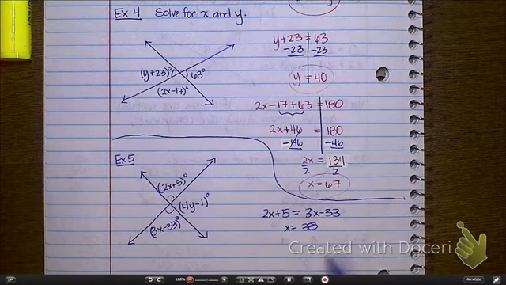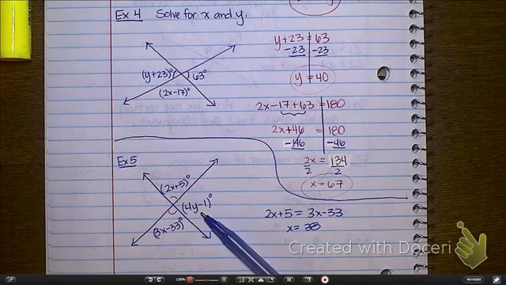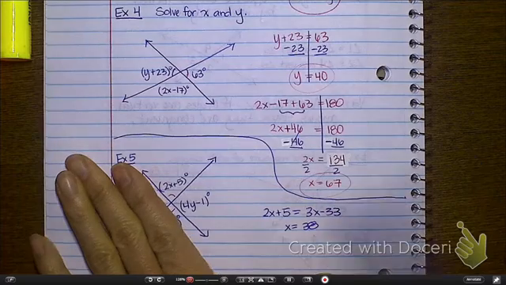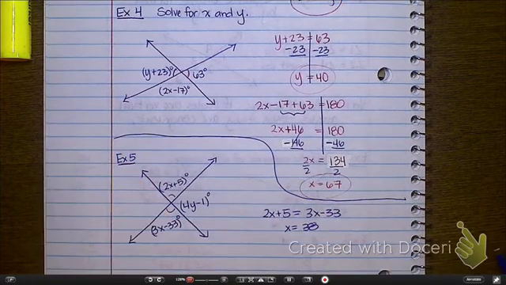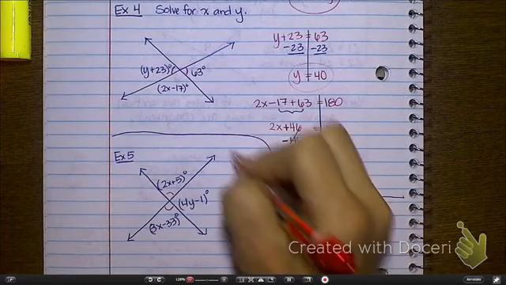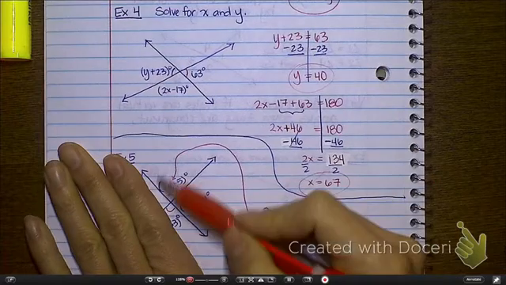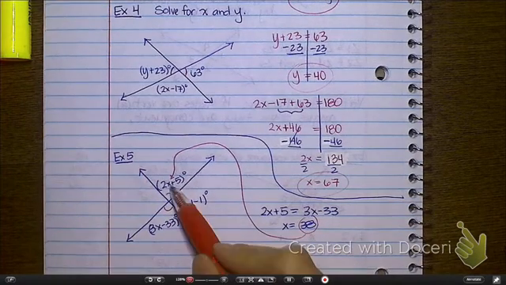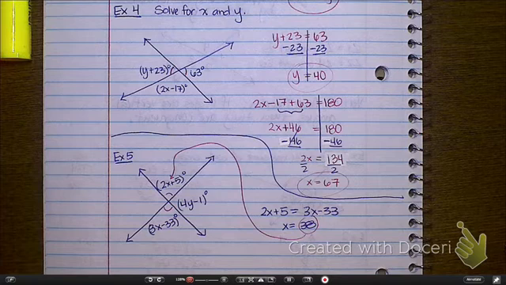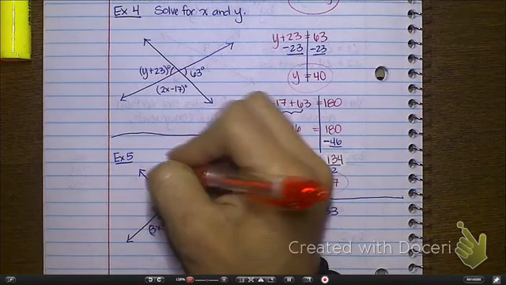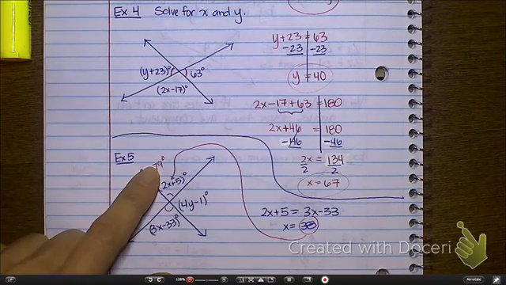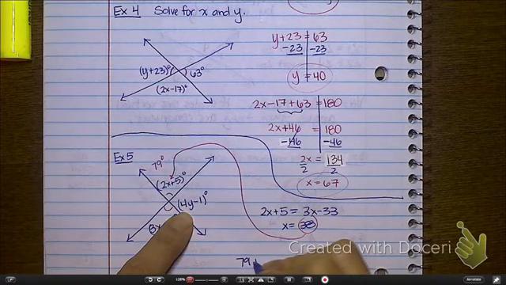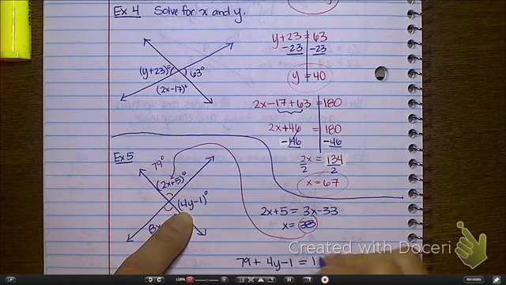Now, the tricky part on this problem is knowing how to find the y value. y is a linear pair either with this one or with this one, but do I know the measure of this angle? No. So I need to take the 38 that I found and plug it in here to find this angle, so I can add it with this one because they're supplementary. So when I plug in 38 here, what's 2 times 38, plus 5? 79. So I would get 79 plus 4y minus 1 equals 180.